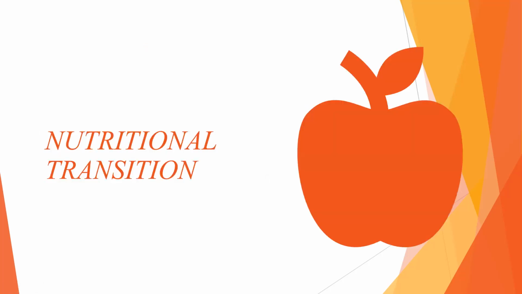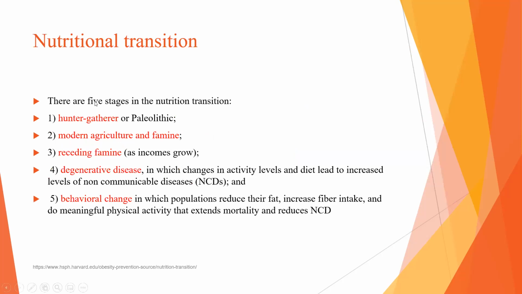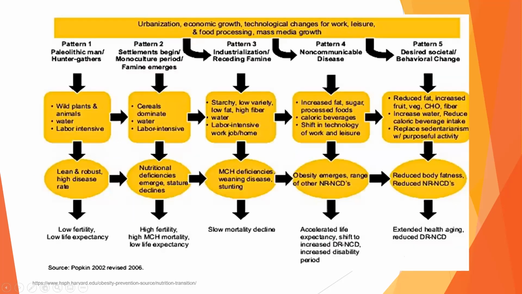There has been a nutritional transition, and it occurred in 5 stages. There was the hunter gatherer stage, modern agriculture and famine, receding famine, degenerative disease, and behavioral change. Then there were the phases of urbanization and economic growth, with changes in work, leisure, and food processing. Phase one started with plethoric man, the hunter gatherers.